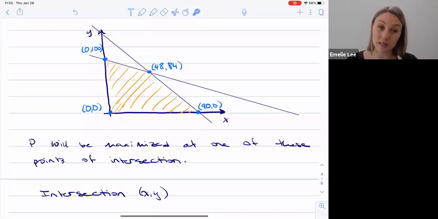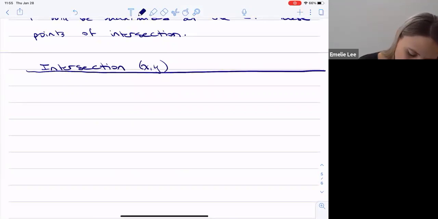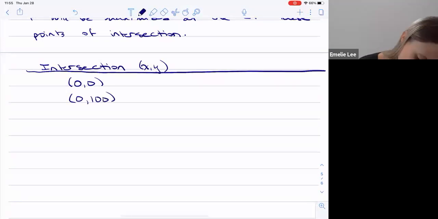So 0, 0 is an option. It's not a good one, but it's an option. It's extreme. Okay, so we've got 0, 0. Then 0, 100. Sorry, I put it on the wrong axis.